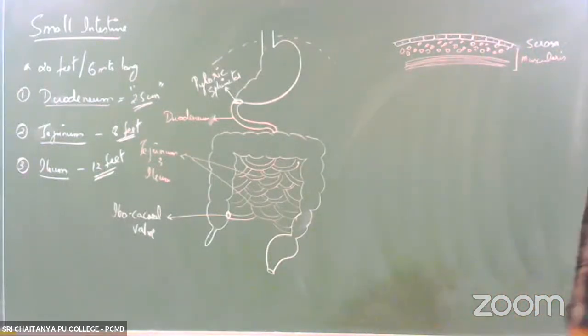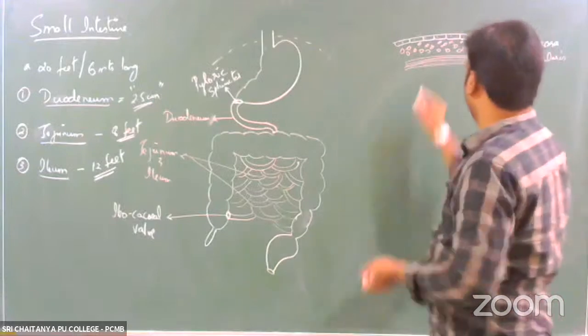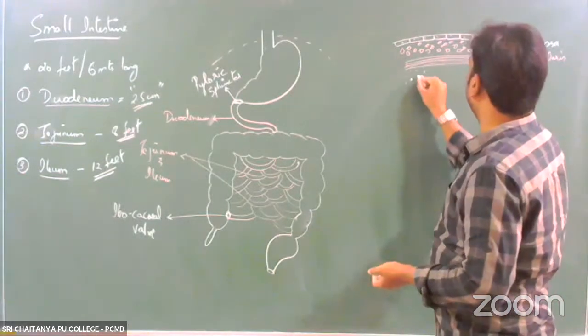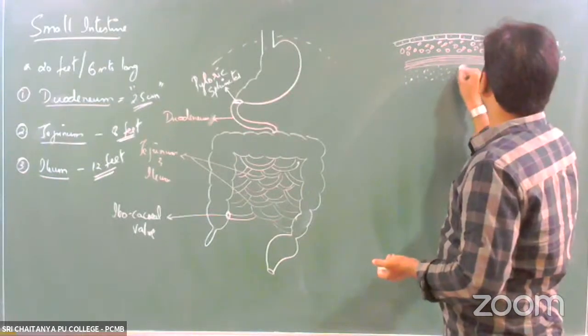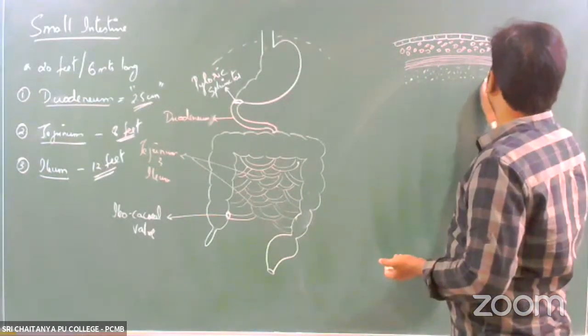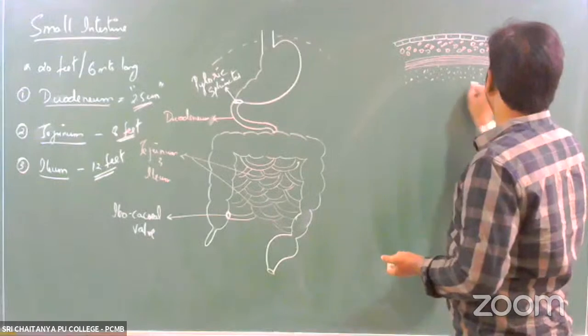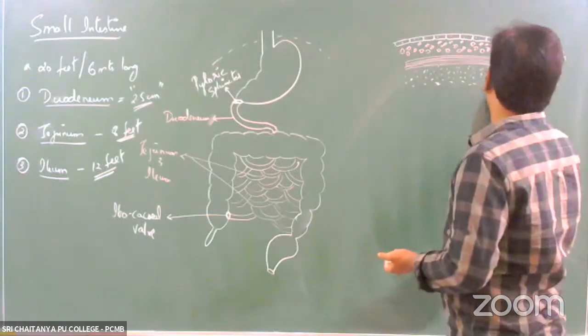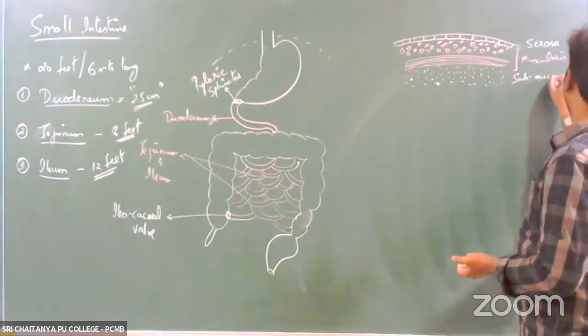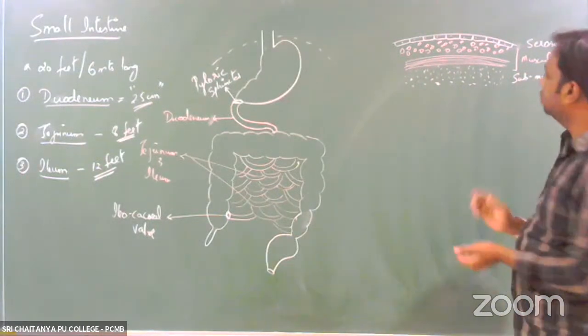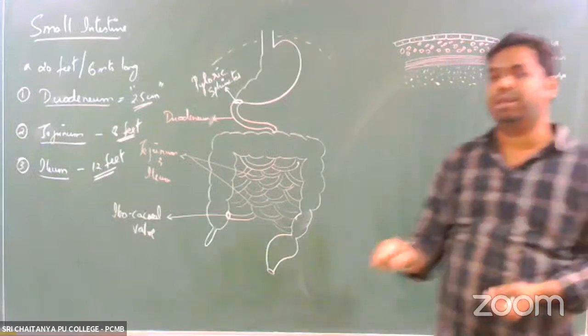Below the muscularis, again, there is a layer of connective tissue. It is the areolar connective tissue, or loose connective tissue, and we call this region the submucosa. This submucosa is now followed by the mucosal region.